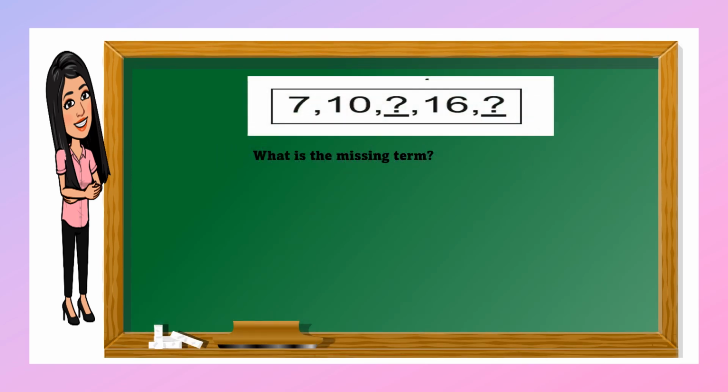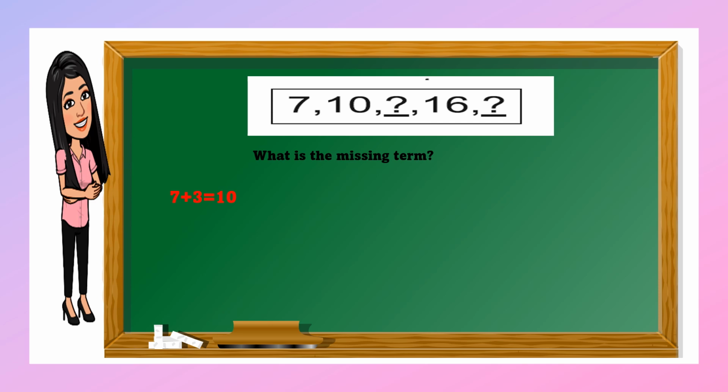Look at the sequence of numbers. We have 7, 10, blank, 16, and blank. So what is the missing term? To find the missing term or terms in a sequence, we must first look for its pattern. Look closely at 7, 10, blank, 16, and blank. In the number sequence, each term is formed by adding 3 to the preceding number.